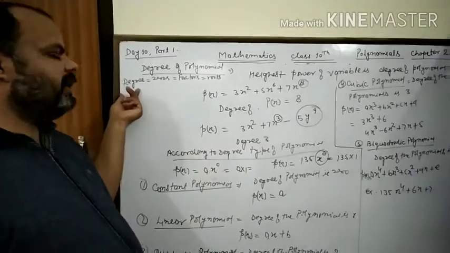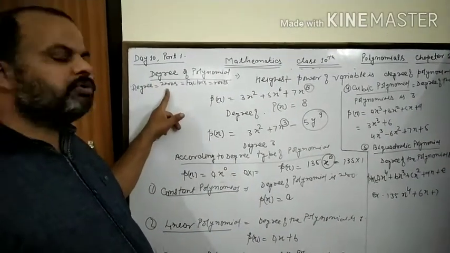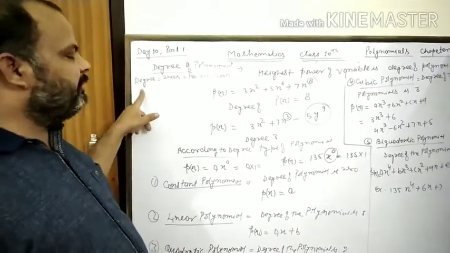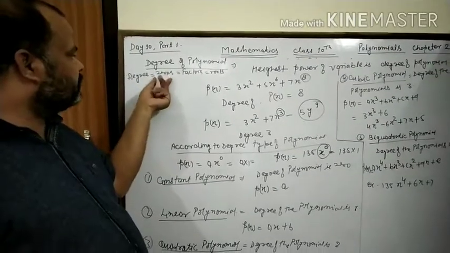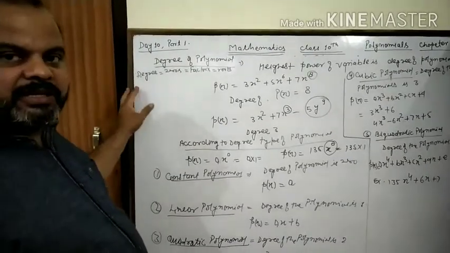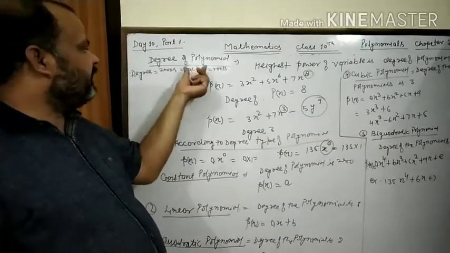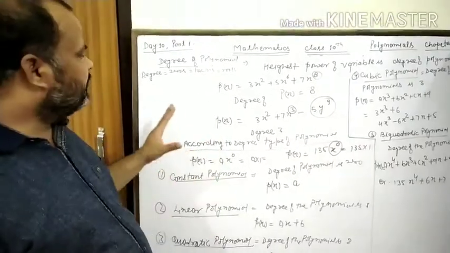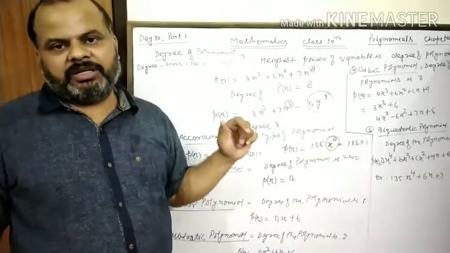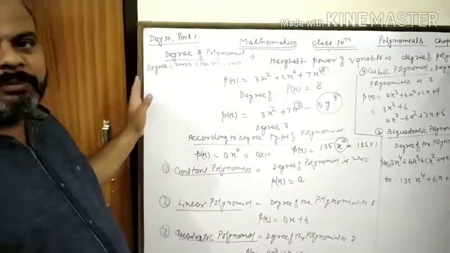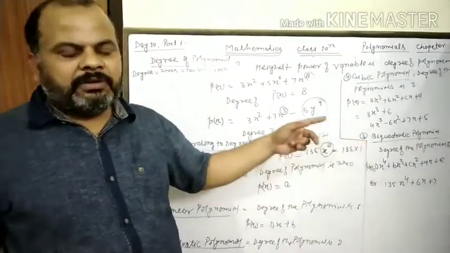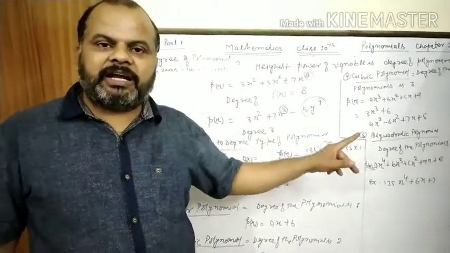Then see, suppose any polynomial has degree 1, then it has 1 zero, 1 factor and 1 root. If any polynomial has degree 2, then it has 2 zeros, 2 factors and 2 roots. If any polynomial has degree 3, then it has 3 zeros, 3 factors, 3 roots. In the same way, with the help of the degree you can find the roots of the polynomial. If the degree of the polynomial is 5, then the roots of the polynomial are 5, zeros of the polynomial are 5 and factors of the polynomial are also 5.